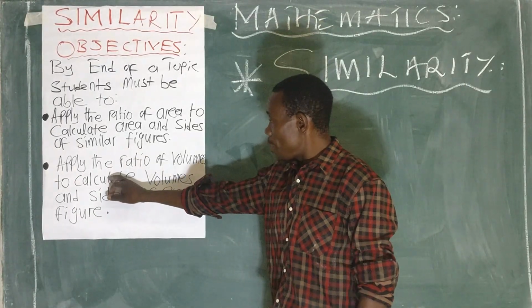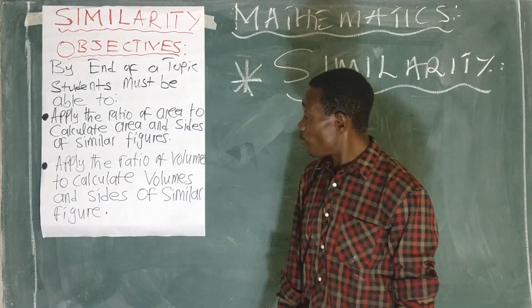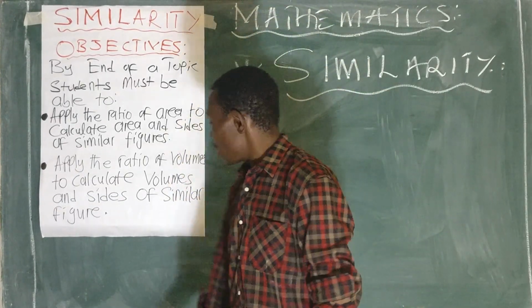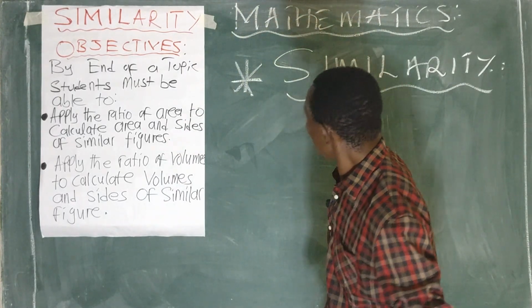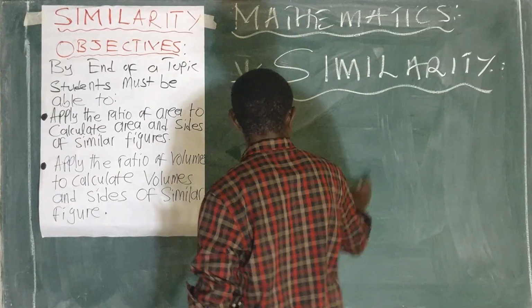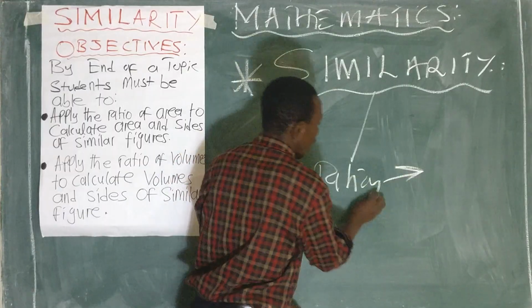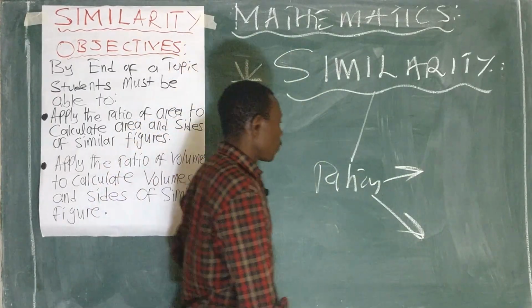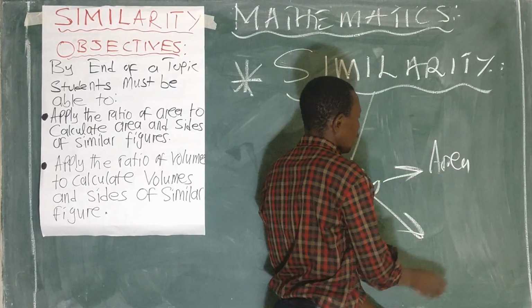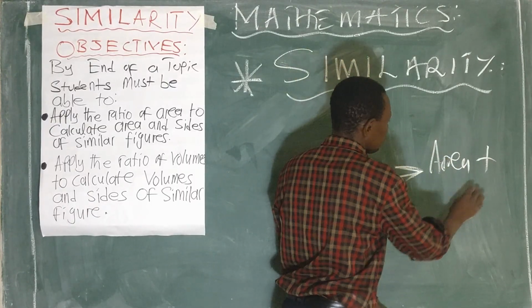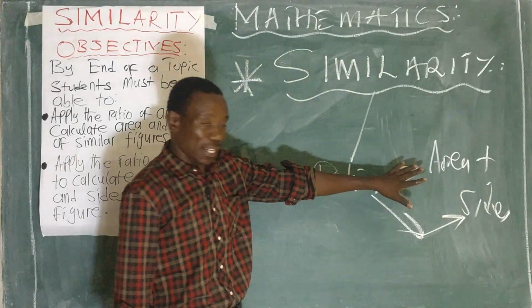Secondly, we'll be applying the ratio of the volume to calculate the volumes and sides of similar figures. So the target here are similar figures, of which we'll be looking at their ratios in order to calculate the area and the sides. So it's about that.